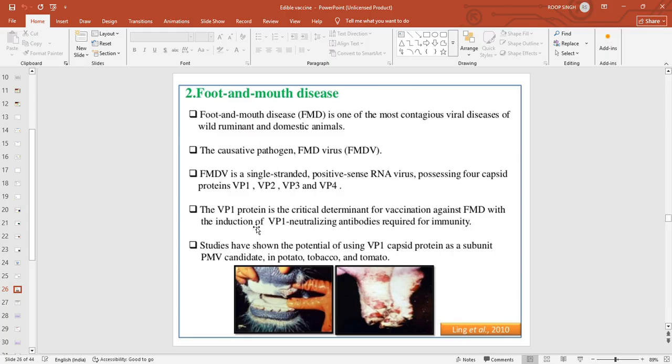VP1 capsid protein was selected for developing edible vaccine. Studies have shown the potential of using VP1 capsid protein as a subunit in potato, tobacco, and tomato. So this vaccine is being made using these plant species: potato, tobacco, and tomato.